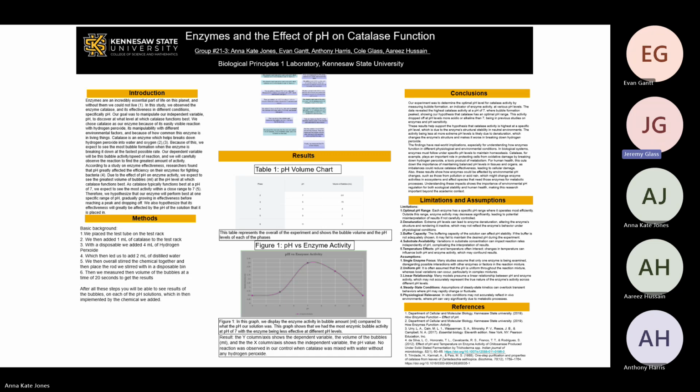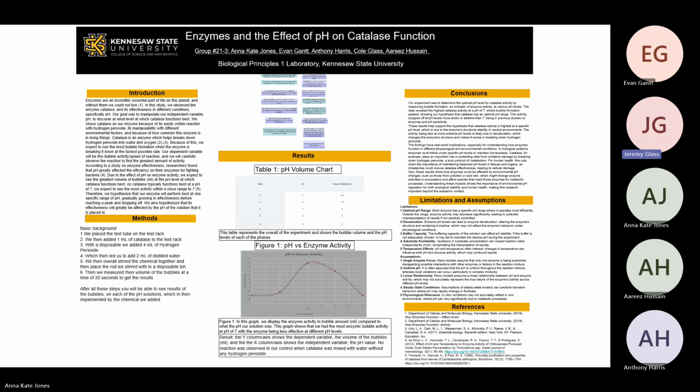Sixth step, we measured the volume of the bubbles at a time of 20 seconds to get the results. After all these steps, you'll be able to see the results of the bubbles on each of the pH solutions, which is then influenced by the chemical we added. Table 1, pH volume chart.